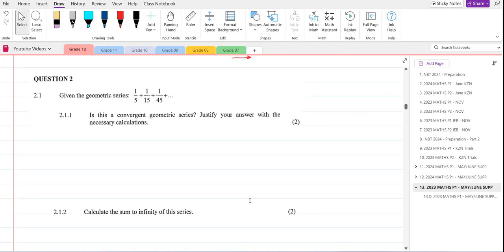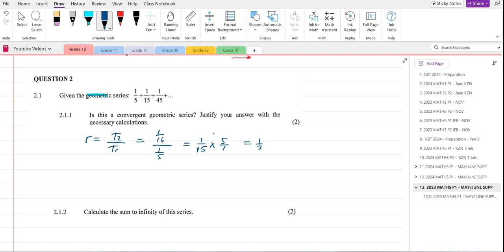Moving on to the next problem, question 2. Given the geometric series, we know the sequence is geometric, so we need to find the common ratio. Is the series convergent? Let's find r. r is term 2 divided by term 1. Term 2 is 1 over 15 divided by 1 over 5, which is multiplying by 5 over 1. You're so used to calculators, just work it out. So you're getting 1 over 15 times 5 over 1. I'm getting 1/3.